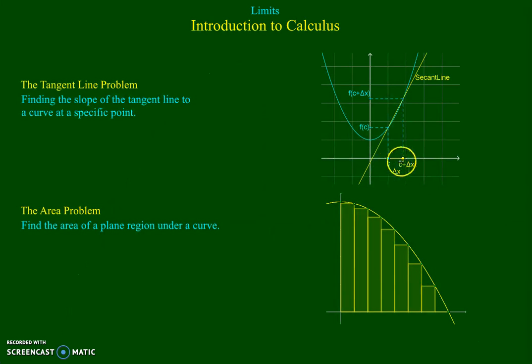In the case of the tangent line problem, we were interested in what happens as this delta x value approaches zero, and in the area problem, we're looking at what happens when the width of each one of these rectangles approaches zero. That idea of what happens to a system when a particular value approaches a number is the central idea behind limits. So let's start with our discussion of limits.